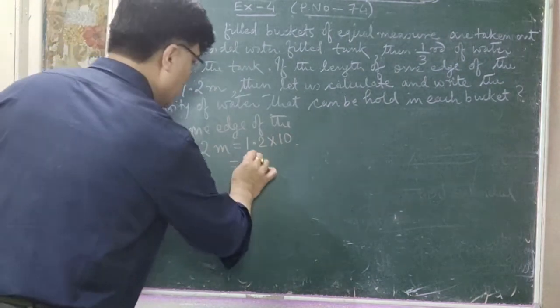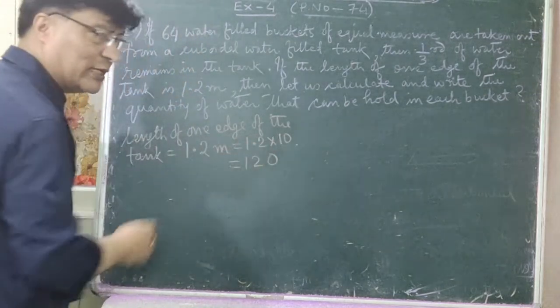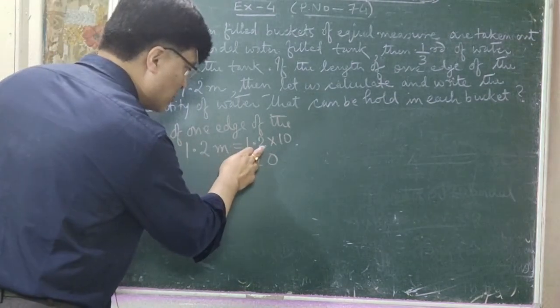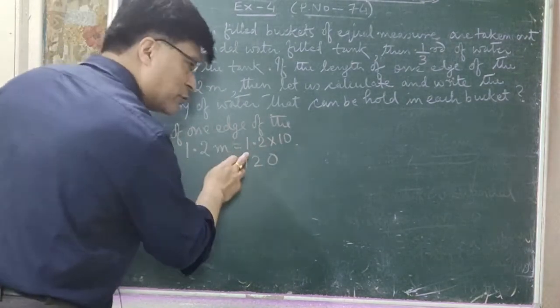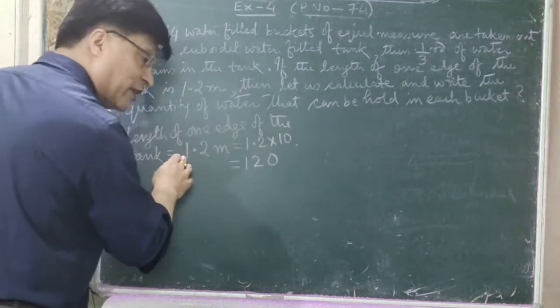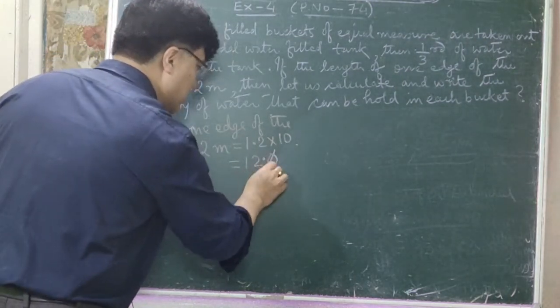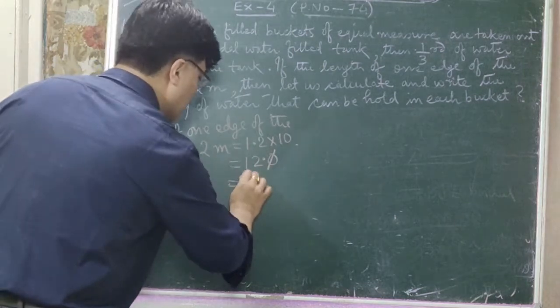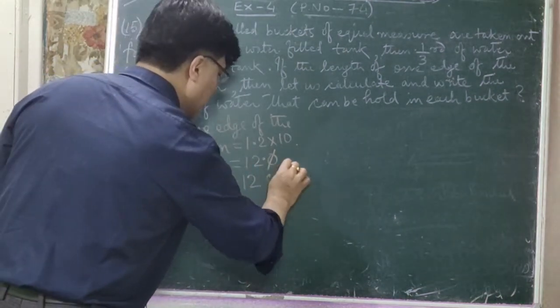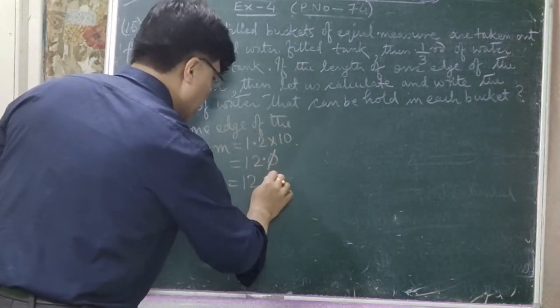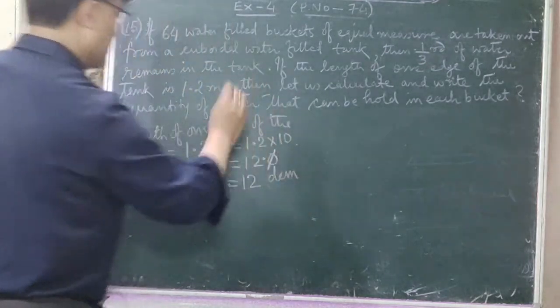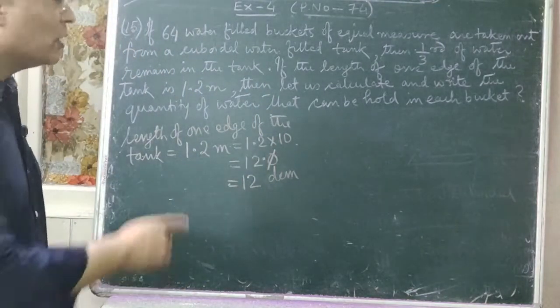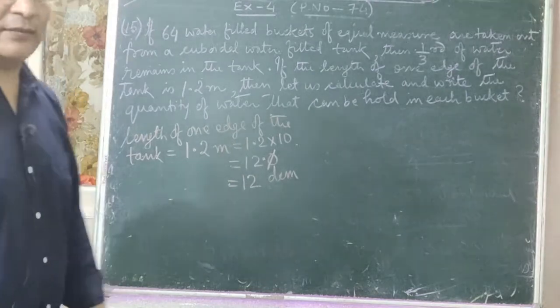1.2 into 10: first we write 120. 12 into 10 is 120, so after the decimal point there is only one figure, so you have to write the decimal point before one figure. So that is equal to 12 decimeter. This is your 12 decimeter. So let us find out the volume of the tank.